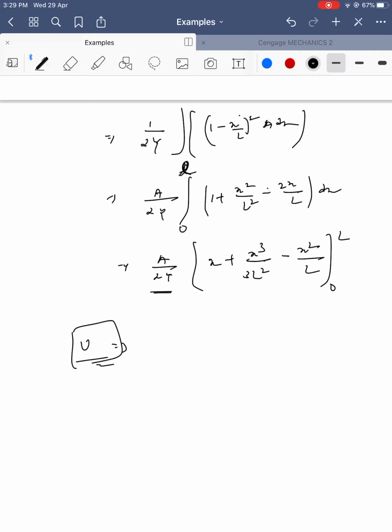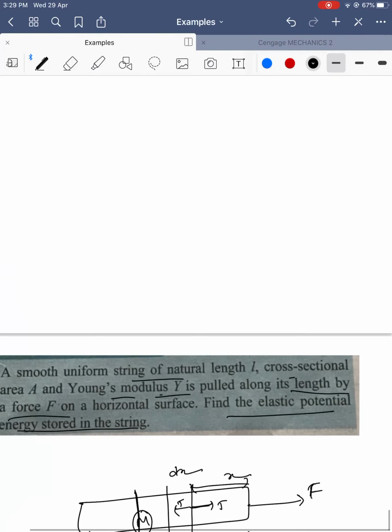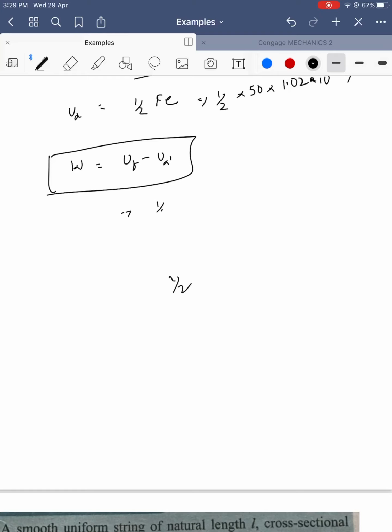So thank you. These are the questions that are based on potential energy. One thing you should remember: half k x square every time. Okay, thank you.